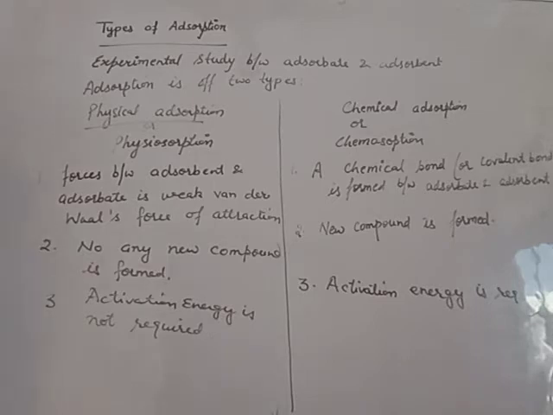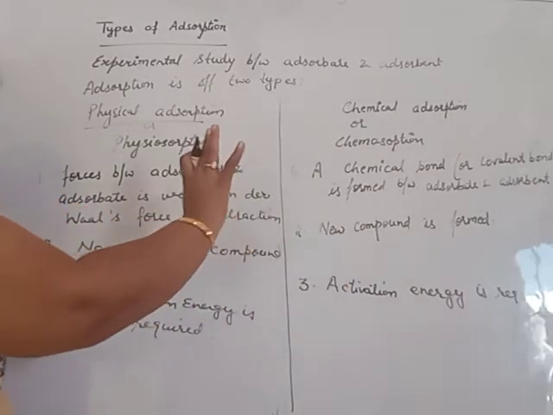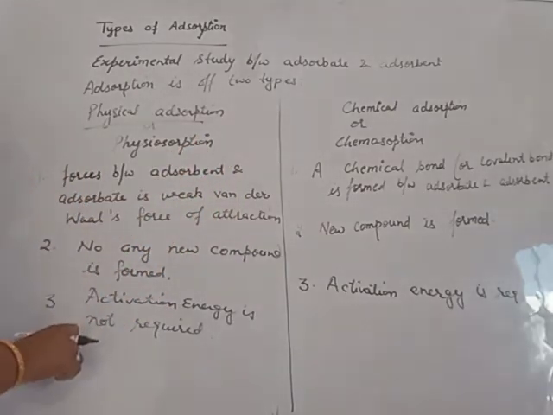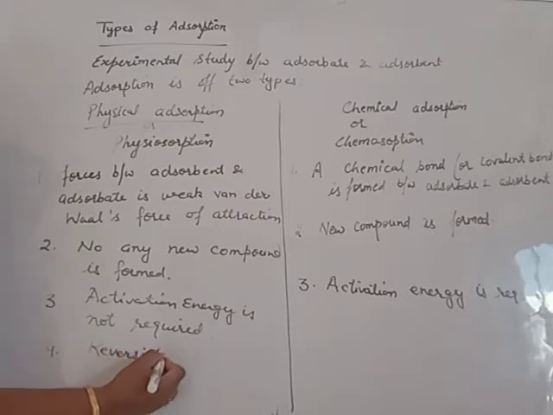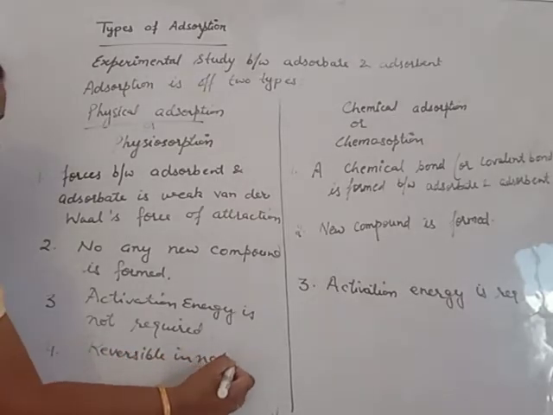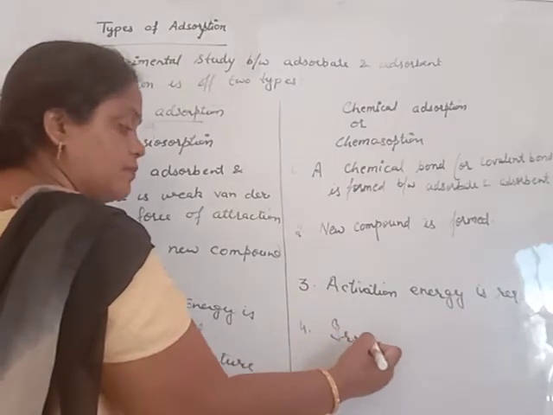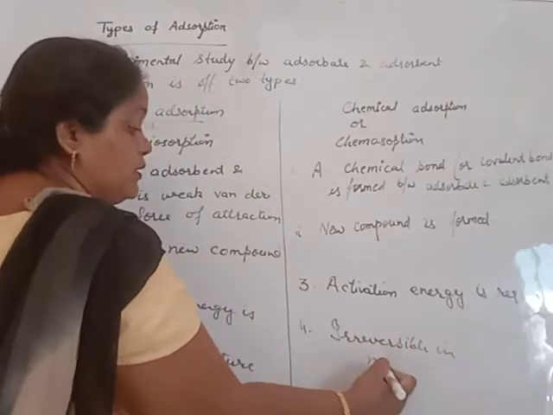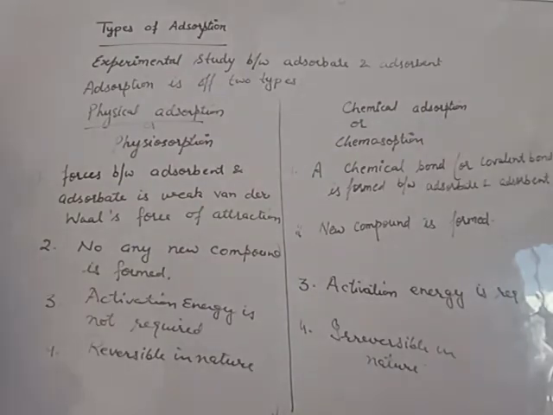Now, beta, if chemical bond is formed, it is not reversible, it is permanent. Only weak force of attraction may break anytime, so it is reversible in nature. That means physical adsorption is reversible in nature. Chemical adsorption is irreversible in nature, because chemical bond formed, a permanent compound is formed.